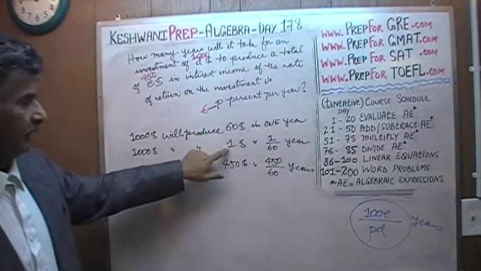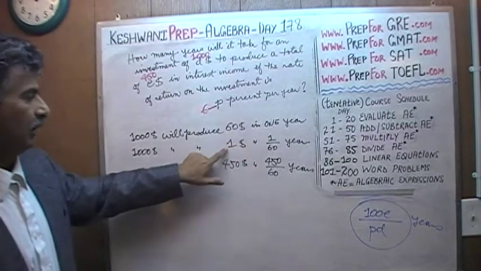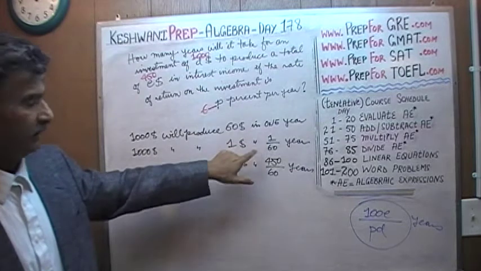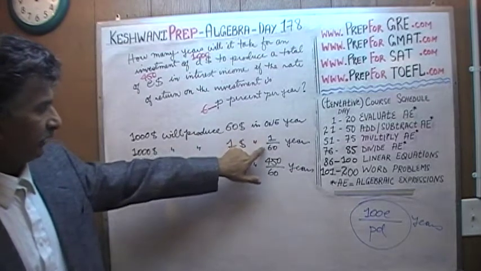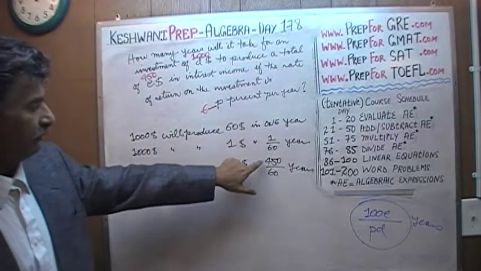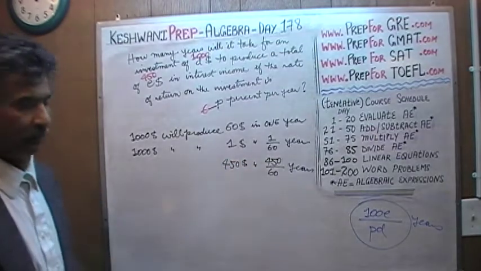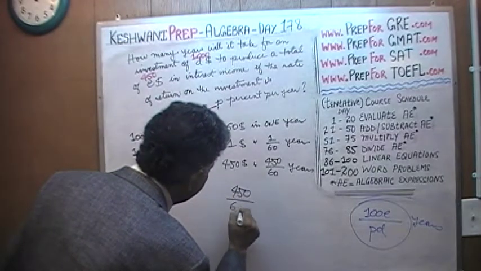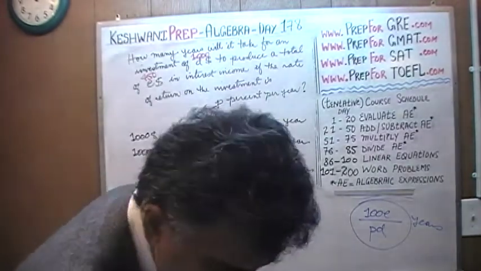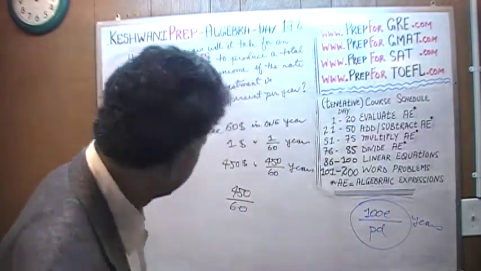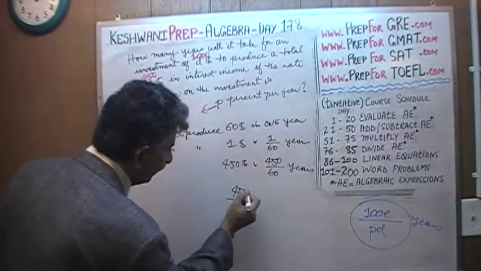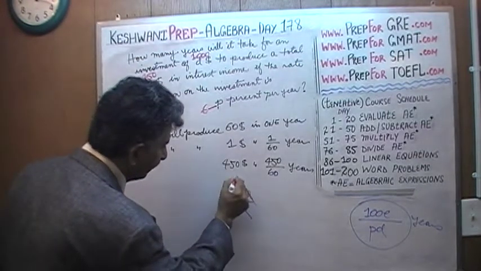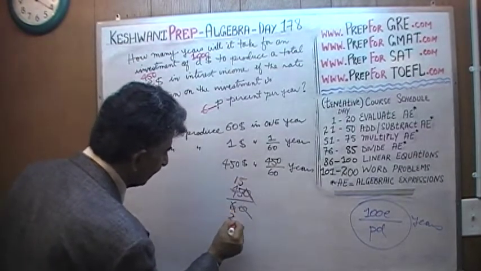If $1 is earned in 1/60th of the year, then $2 will be earned in 2/60th of the year, $5 will be earned in 5/60th of the year, $10 will be earned in 10/60th of the year, $450 will be earned in 450 over 60 years. Let's see what that boils down to. 450 over 60. Zeros cancel out. You divide top and bottom by 10. Let's divide top and bottom by 3. So this becomes 15. This becomes 2.